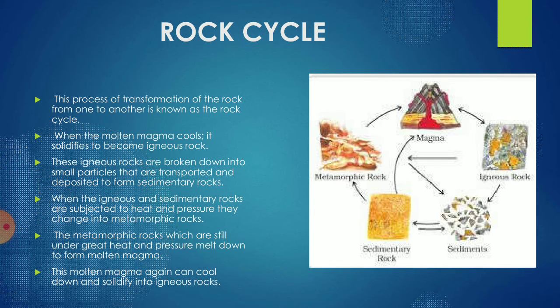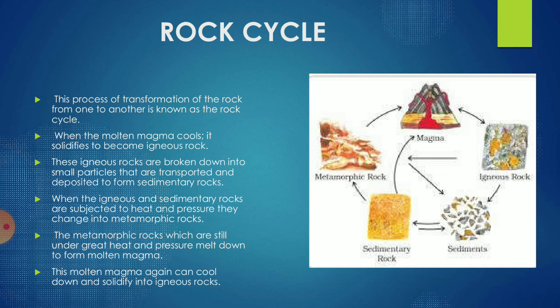Now let us see what is the rock cycle. The change of one type of rock into another type of rock, right? Under certain conditions in a cyclic manner is known as the rock cycle. This process of transformation of rock from one to another is a rock cycle. When the molten magma cools, it solidifies and becomes igneous rock. These igneous rocks are broken down into small particles that are transported and deposited to form a sedimentary rock.